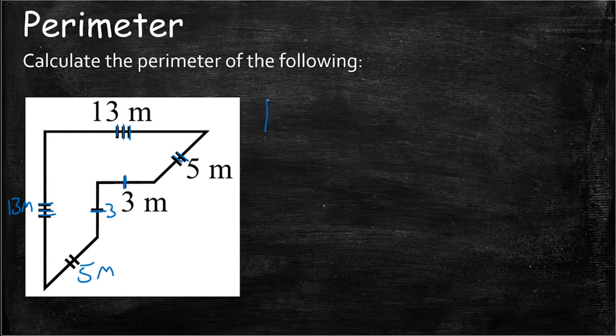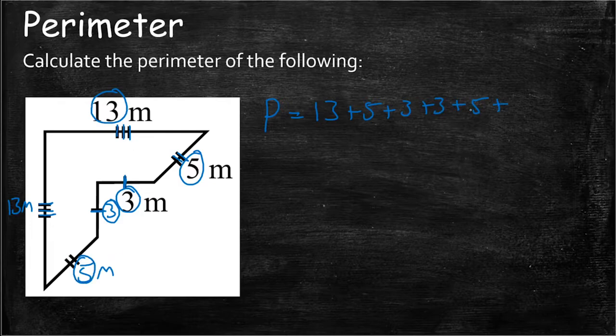Now we know that the perimeter is just the sum of all of the lengths. So I'm going to start at the top and I'm going to do 13 plus 5 plus 3. I've done that 3. I still have to do this 3 though, so don't forget that one there. So we'll do plus that 3 as well. We'll add on this 5 and we'll add on that 13. Alright, and just quickly 1, 2, 3, 4, 5, 6. So I've added up all my different sides.